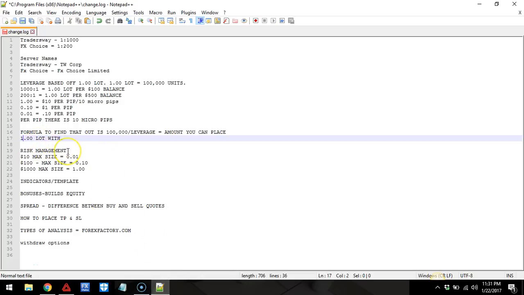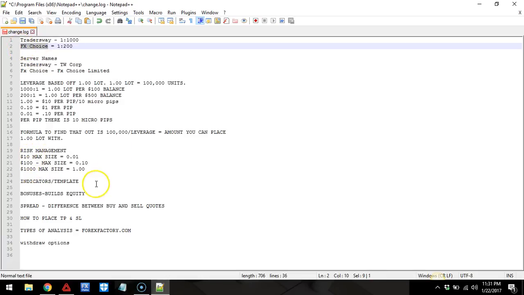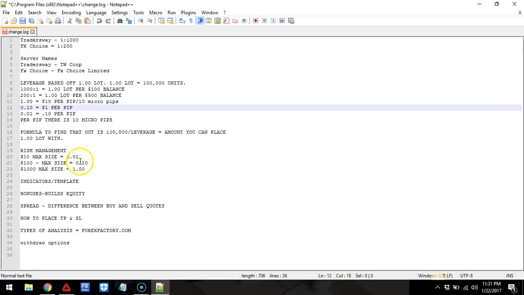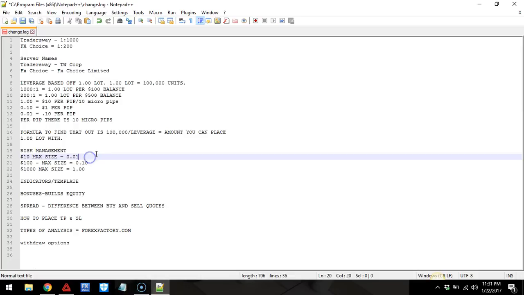Now, risk management. This is the smart way to trade. Say your account size is $10, which is the minimum you could deposit into Trader's Way. FX Choice, the minimum is, I think, $50 or $100. But after that, once you do your first deposit, you could do $10. You could put $10 in FX Choice and trade with that. But like I said, with this leverage, you're not going to be able to do much with $10. Even with $10, the max size you want to trade is 0.01.